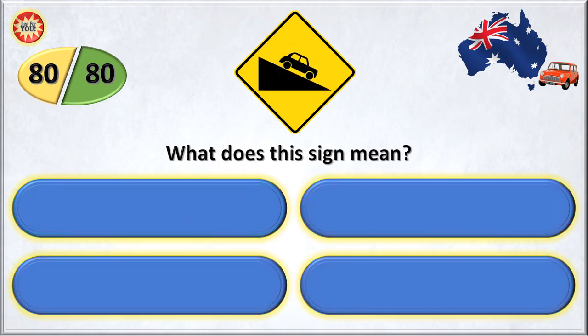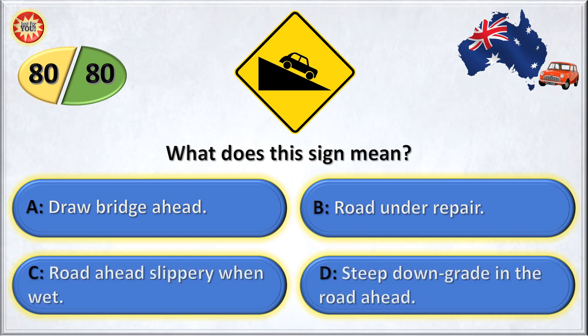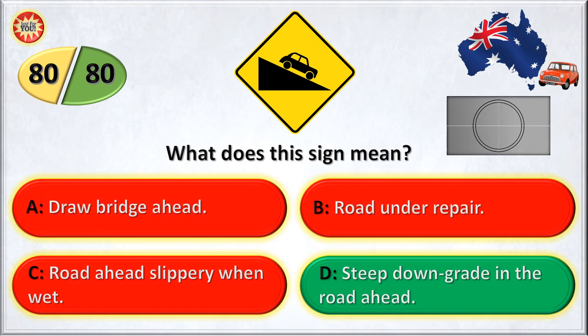What does this sign mean? Drawbridge ahead. Road under repair. Road ahead slippery when wet. Steep downgrade in the road ahead. Steep downgrade in the road ahead.